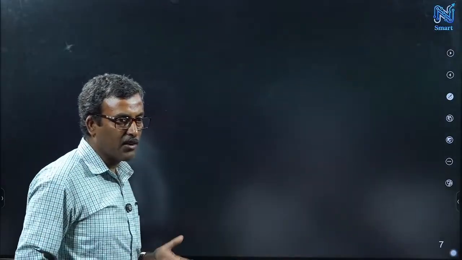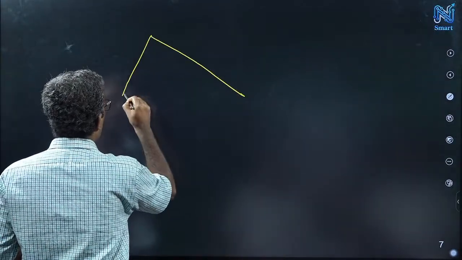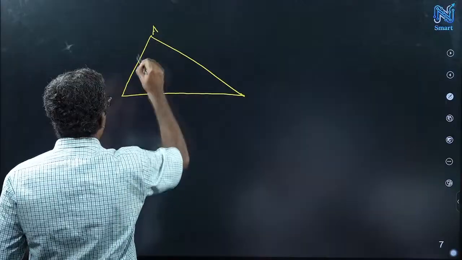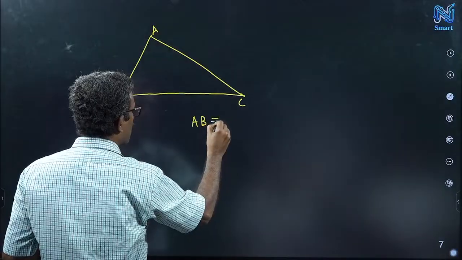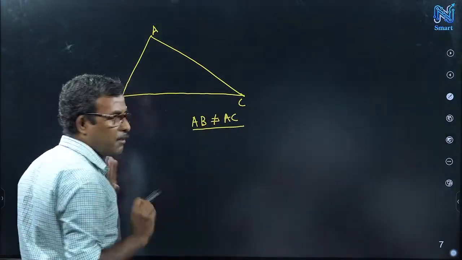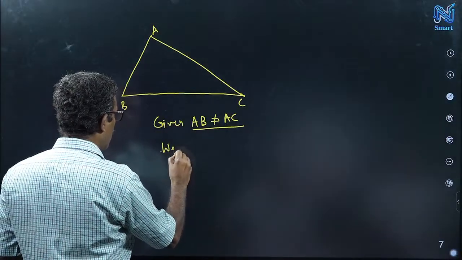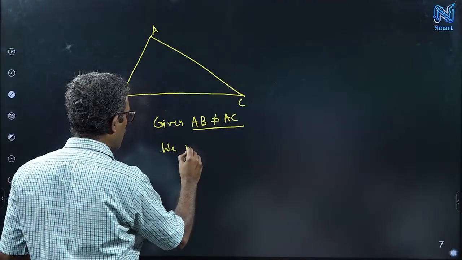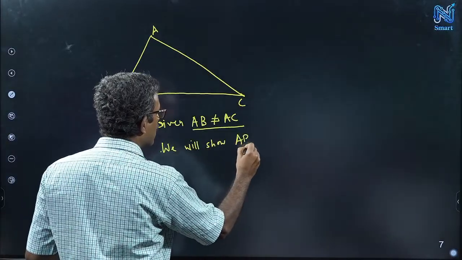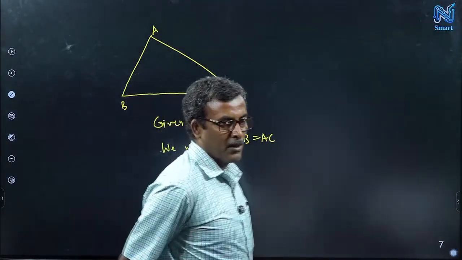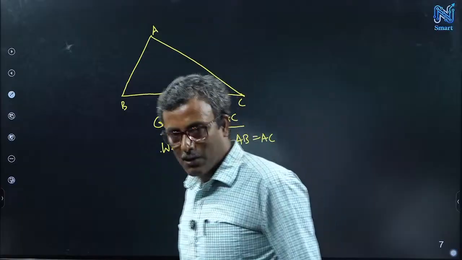I will show every scalene triangle is isosceles. You know scalene triangle? Take triangle ABC, say AB not equal to AC. It is given, but we will show AB equal to AC. If I assume AB not equal to AC, can I say AB equal to AC? No. But I will show it.